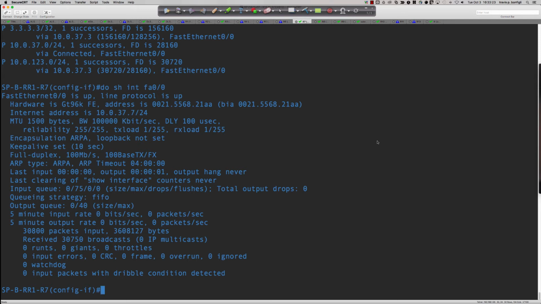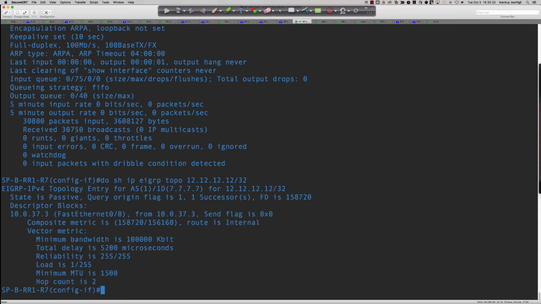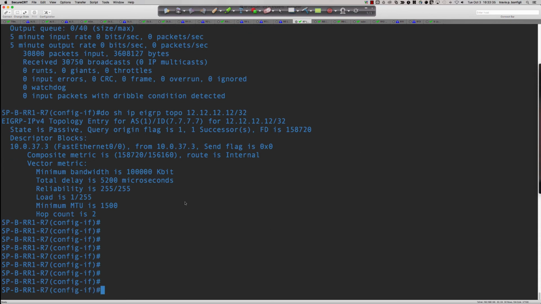A much easier way to do this, and we'll do it on router 7, is show IP EIGRP topology and then put in the network that you're looking for. And take a look at what we get. That option, by putting the network in along with the CIDR notation, of which you're interested in seeing, okay, what is the minimum bandwidth along the path? And what is the total delay in microseconds along the path? And it gives you the information right there, right? So again, very, very important option to the EIGRP command.